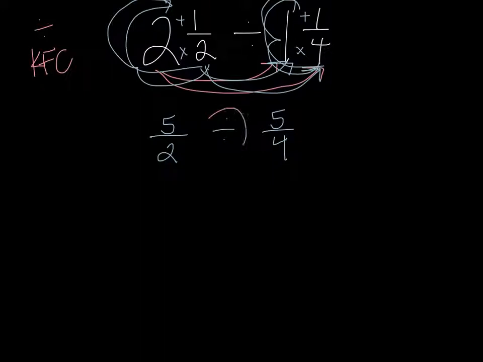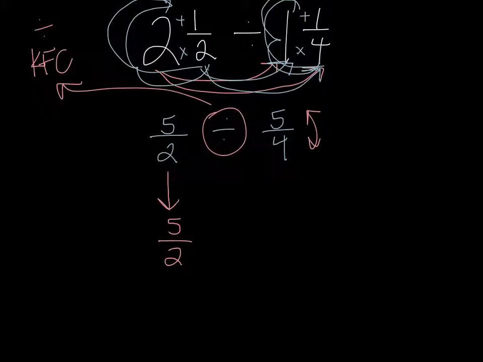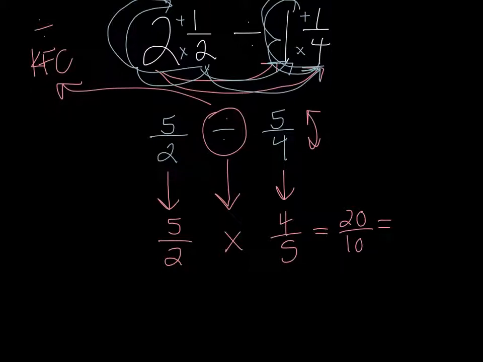My second step is to change this division problem using the steps of KFC. KFC means keep the first fraction. I'm going to flip this second fraction so that 4 is on top, so 4/5. And the last step is change division to multiplication. Now I can multiply across. 5 times 4 is 20. 2 times 5 is 10. And I know that 20 divided by 10 equals 2. So 2 1/2 divided by 1 1/4 equals 2.